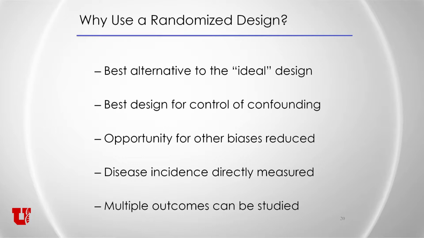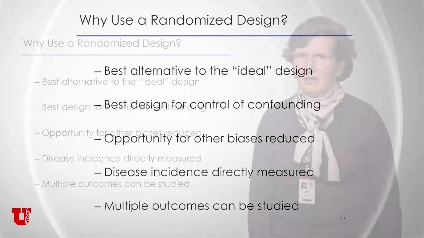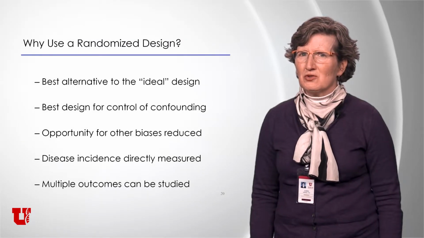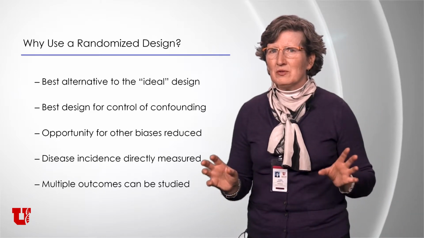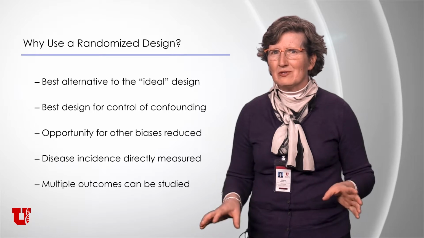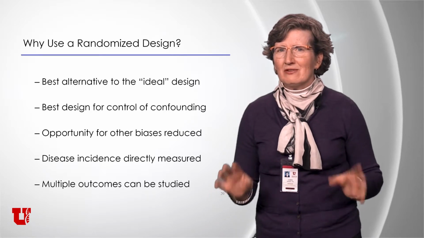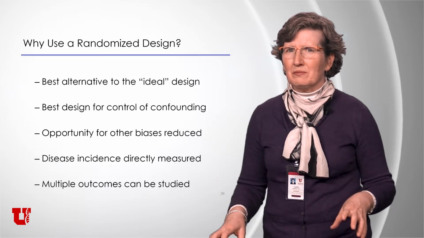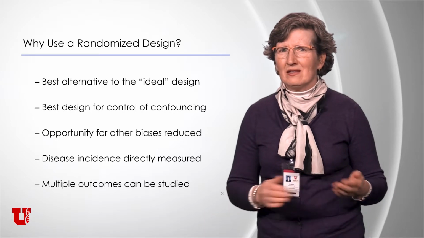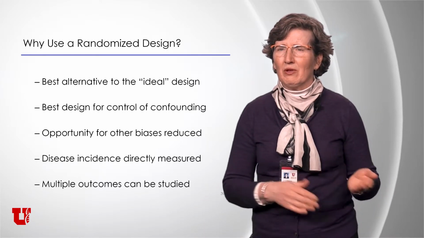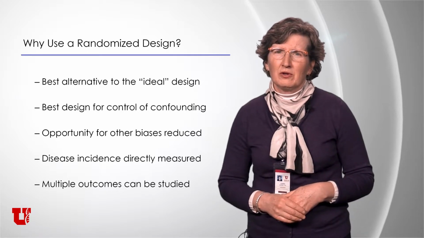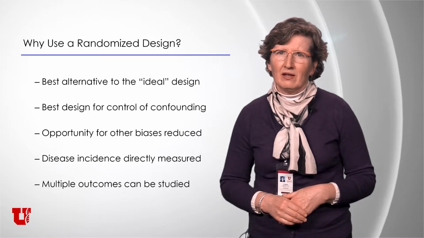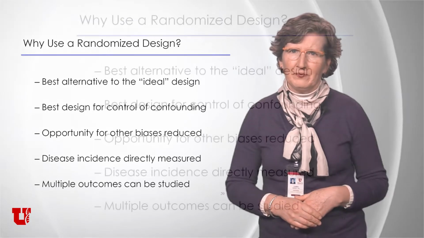It's also the best design for control of confounding. By randomizing subjects to treated and untreated, any possible variables about those participants that might be different and might affect their outcomes, once you've randomly assigned treated and untreated among the people, all their differences should sort of average out. We'll talk a good bit more about confounding in another module in this course as well.